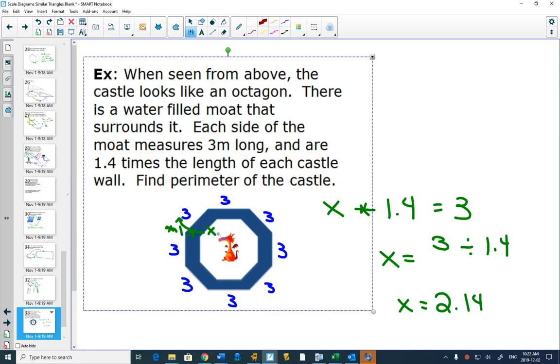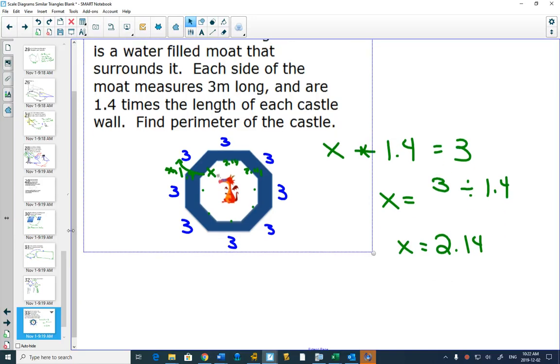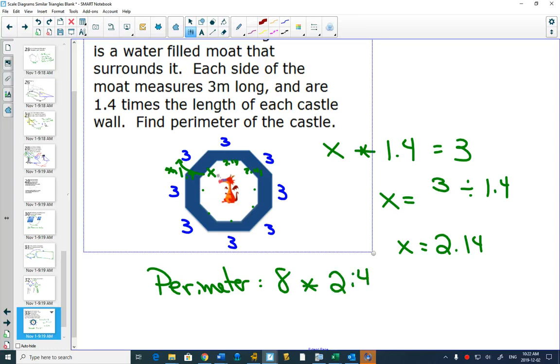This question didn't just ask, though, what X was. It asked us what the perimeter was. So we'd have 2.14 here, 2.14 there, 2.14 there. All of these sides would be 2.14. How many sides are there in an octagon? Perimeter would be, there's 8 sides, all multiplied by 2.14.